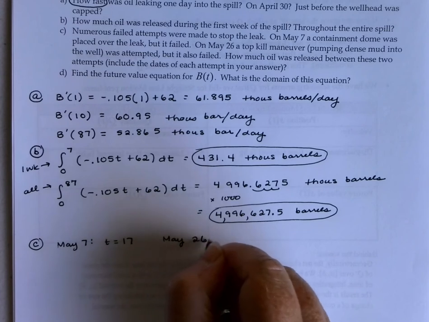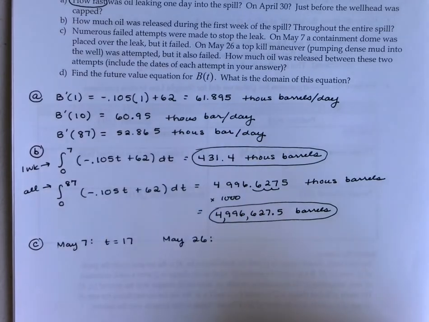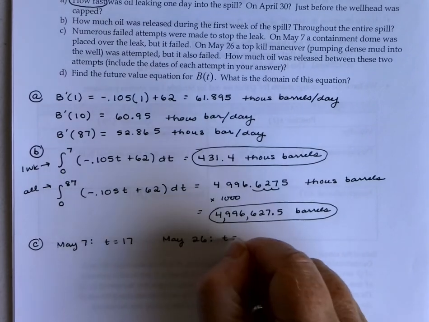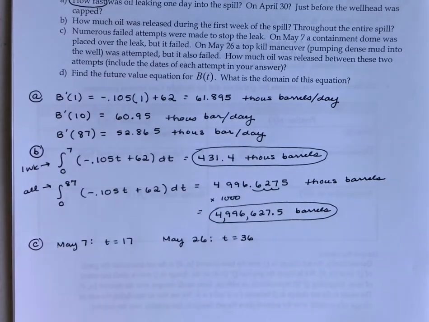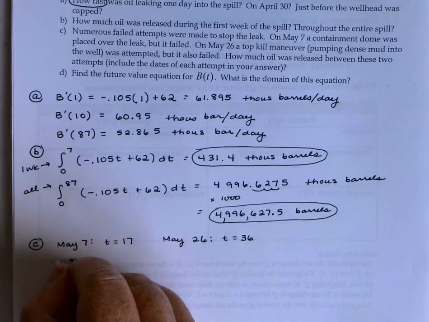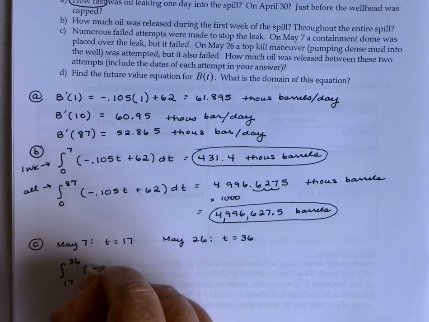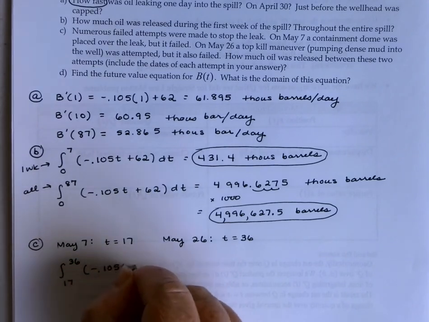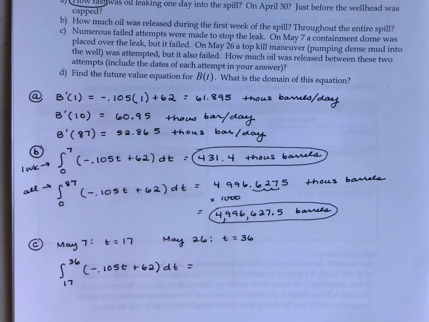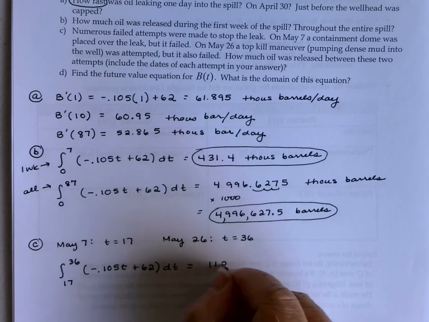And May 26th, again, there were 10 more days of April, starting on April 20th to April 30th, 10 days of April, plus those 26 days of May would be a t of 36. So we'd want to integrate from 17 to 36. We integrate our rate of change function to get the net change in the amount of oil. Once again, not a difficult integral. You could punch it in your calculator or do it by hand.